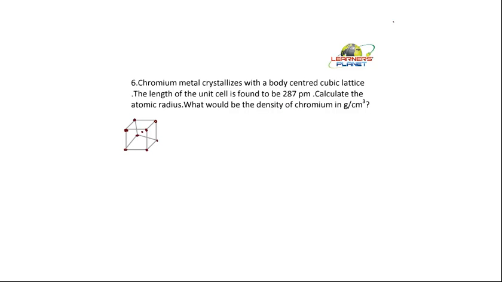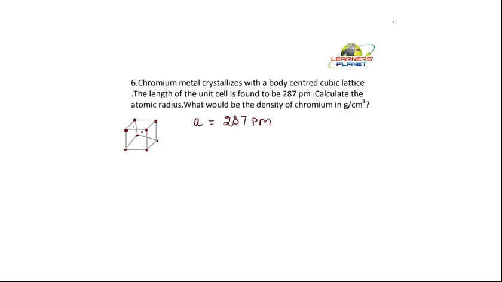That is, your edge length A is equal to 287 picometers. Now, calculate the atomic radius. What would be the density of chromium in gram per cubic centimeter? Whatever lattice it is, it is a BCC lattice, in which the side spheres are touching the central one, but the corners, they do not touch each other.